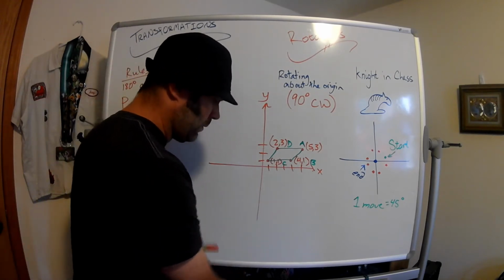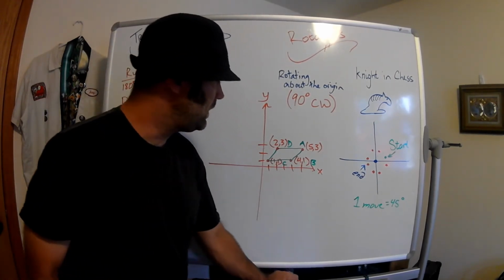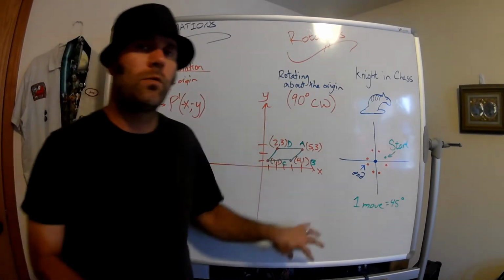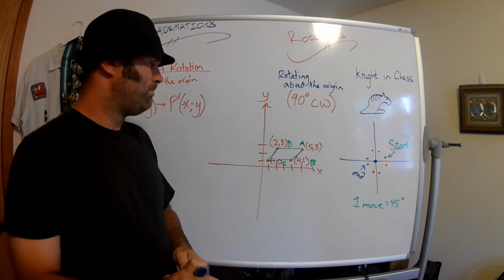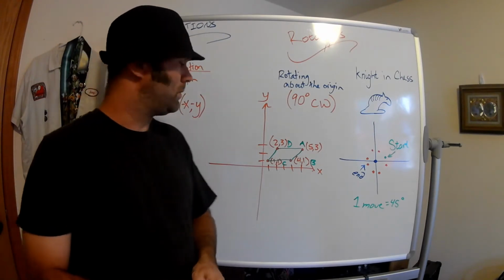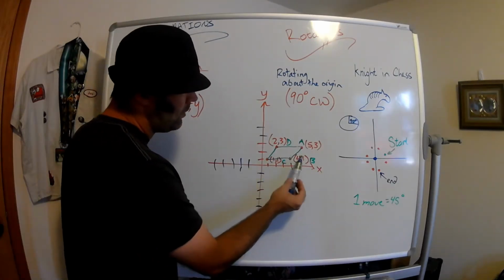So let's remember that we can do each point individually. You don't have to try to rotate the whole thing. If you do, you might get the right answer, but you might not too. We're going to start with A.